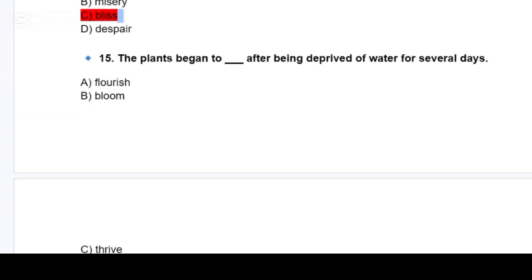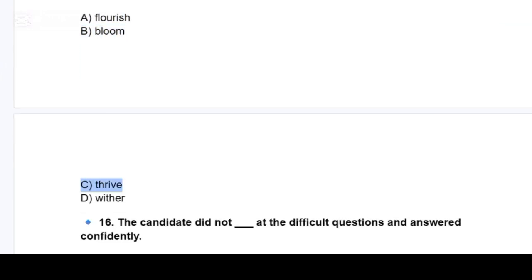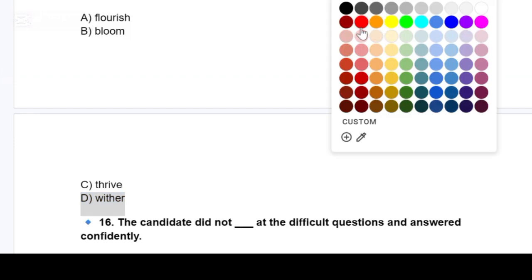The plants began to dash after being deprived of water for several days. The plants were deprived of water for several days, so the plants began to flourish? No. Bloom? No. Thrive? No. So wither is the correct option here.